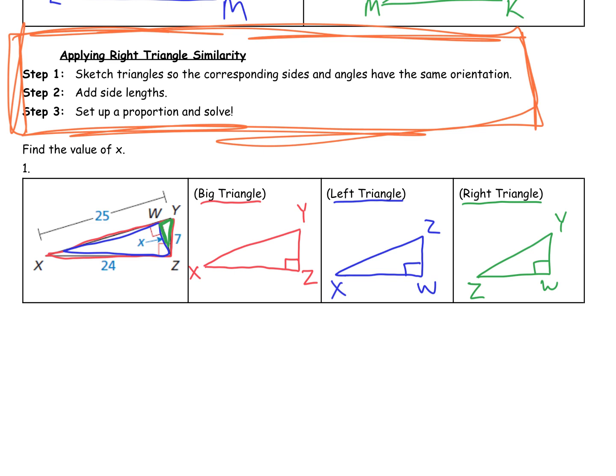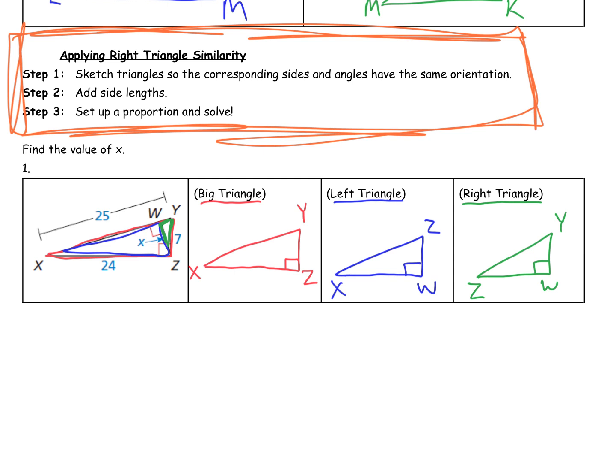All right, so this is exactly what we did. Who said we were done yet? We're not done with this problem. Flip that back over. We're solving for X, ladies and gentlemen. We're not done yet. This is exactly what we did yesterday, but now we need to take it a step further. That's where we do step two, add in the side lengths.